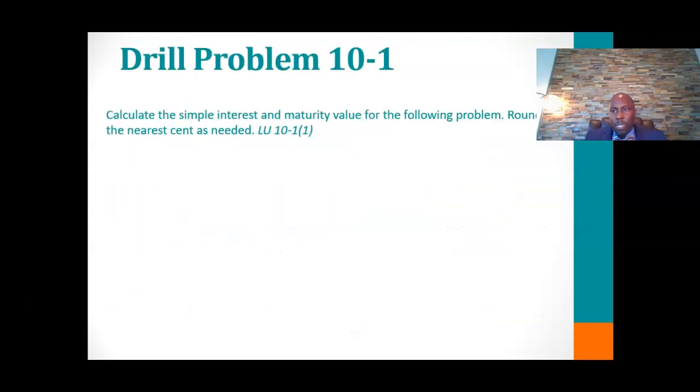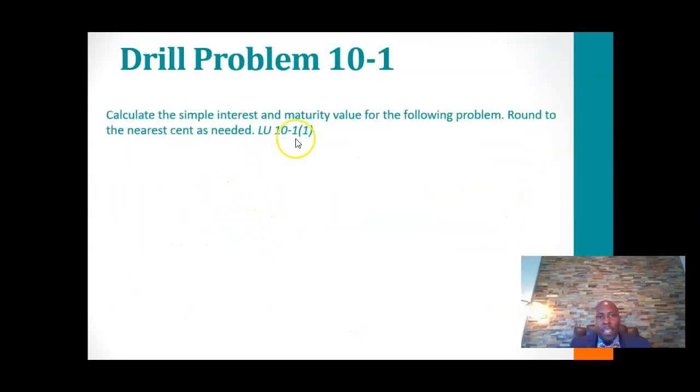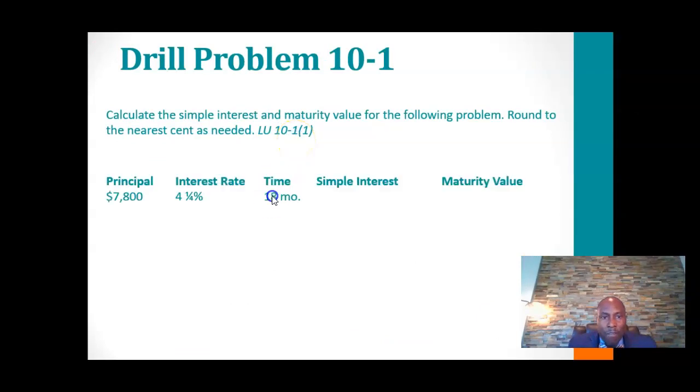So now let's do some drills to make sure you understand the concepts that we've covered in this course. Principal amount, $7,800. Interest rate, 4 1/4%, which would be 4.25 as a decimal. Time period is 18 months. We're saying what would be the simple amount of interest on this loan and what would be the actual maturity value. So for the interest, it's principal times rate times time.